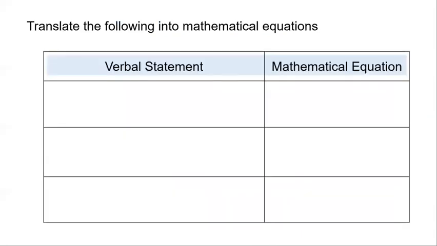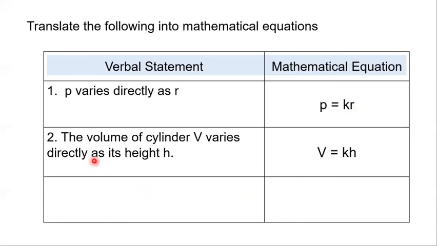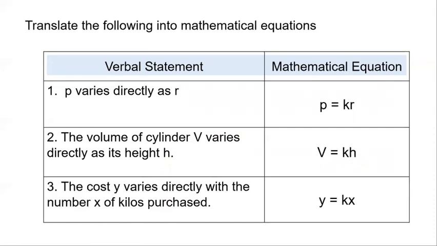Let us translate the following into mathematical equations. Number 1, P varies directly as R. So we have P is equal to kR. Number 2, the volume of a cylinder V varies directly as its height h. That is capital V is equal to kh. Number 3, the cost Y varies directly with the number of X kilos purchased. Ito naman ay Y is equal to kX.